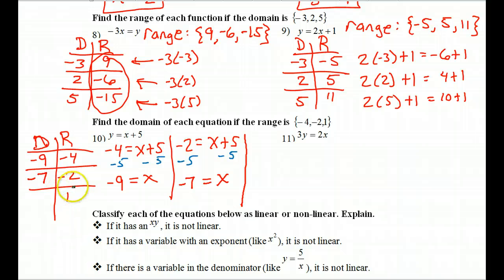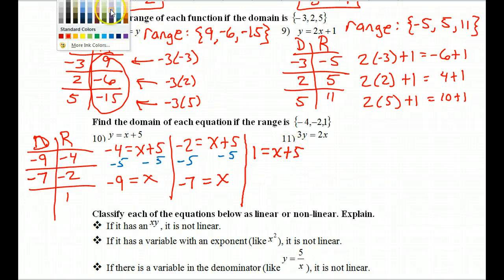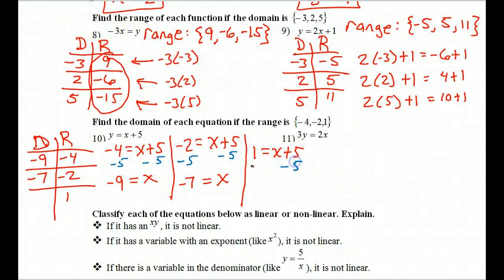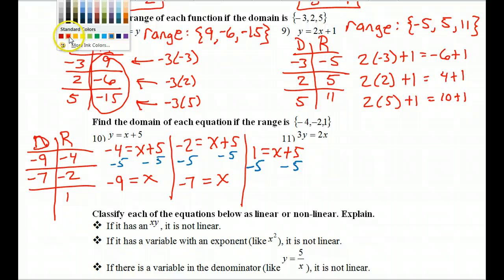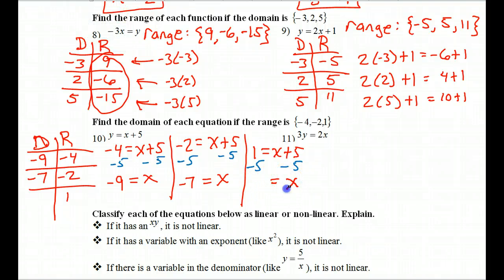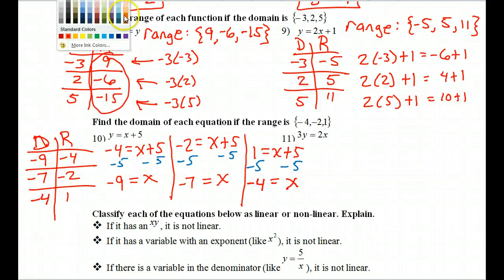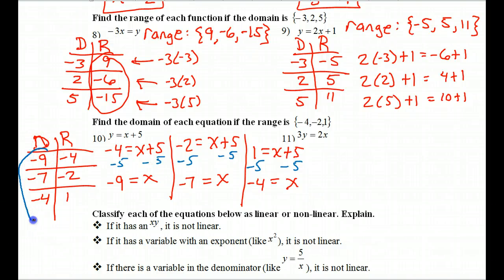Let's do that one more time for a y value of 1. So that would be 1 equals x plus 5. Again, let's subtract 5 from both sides. So that's going to give us x equals -4. So you can see that these are the domain values right here. So the domain for number 10 was -9, -7, and -4.